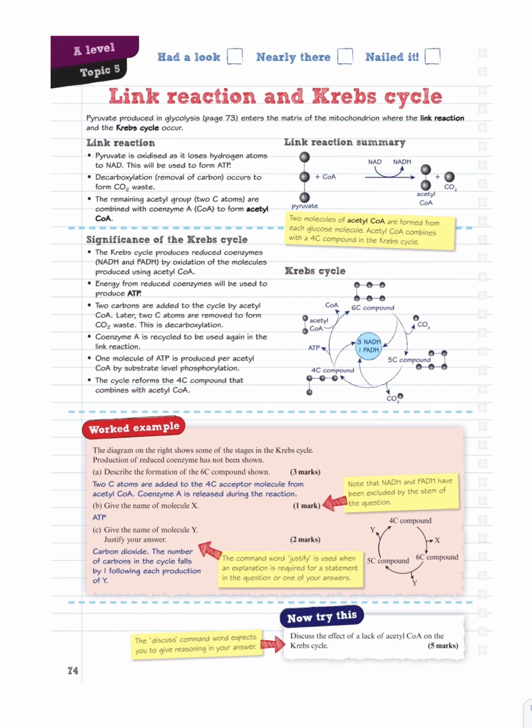Today we're doing Edexcel A-Level Biology B revision on the link reaction and Krebs cycle. Okay, so pyruvate is produced in glycolysis. We went over that previously. Then it enters the matrix of the mitochondria where it will undergo the link reaction and then the Krebs cycle. Again, this is only when oxygen is available. So firstly, the link reaction.